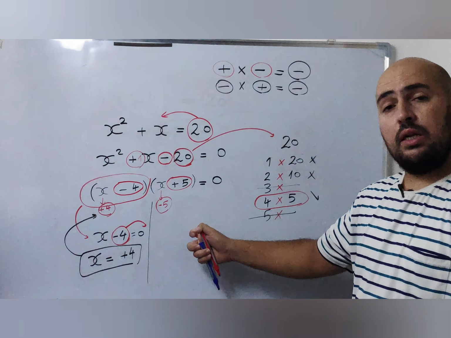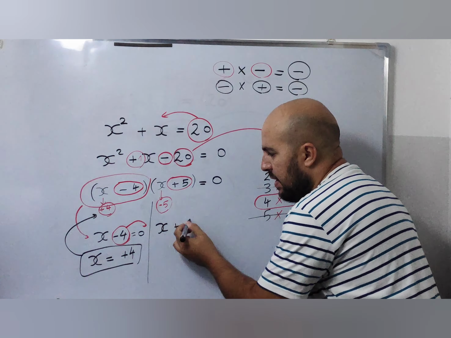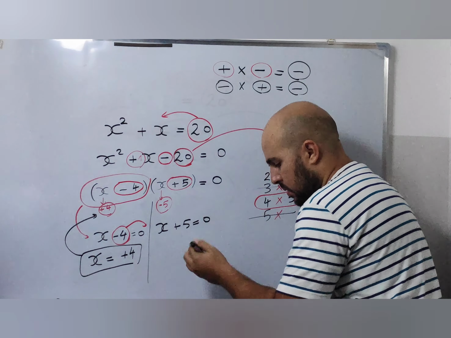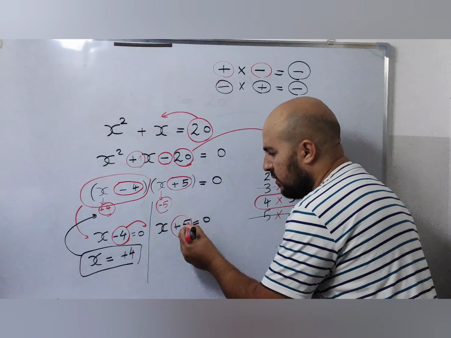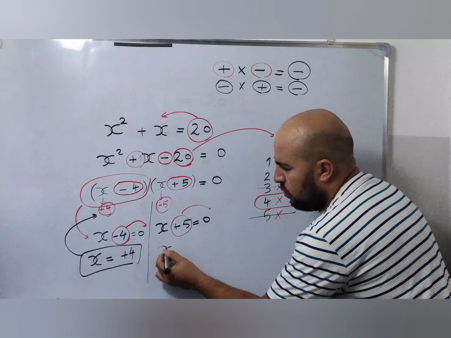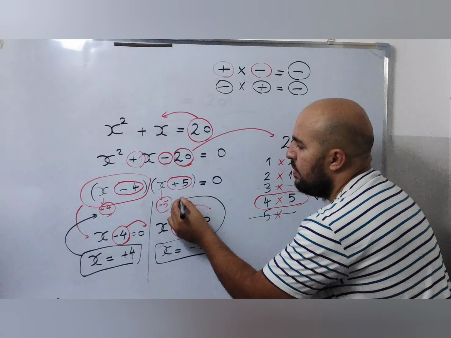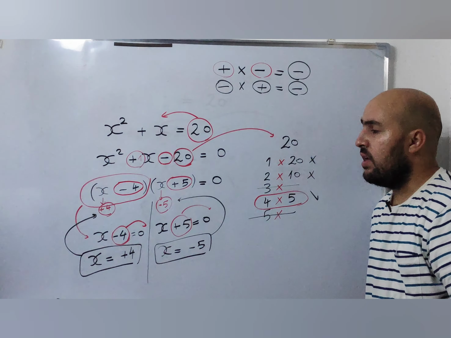Very good. Now we're going to do the same for the other bracket. So x plus 5 equals 0. Now we're going to take the 5 to the other side, and we're going to change the sign. Remember that. So x equals what? Very good, negative 5. And it's the same answer that I got with the fast method.